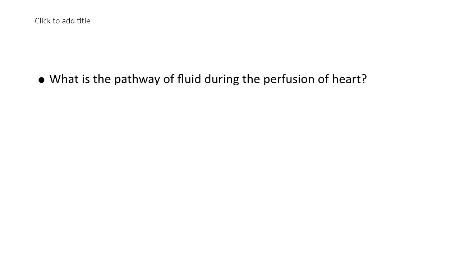If someone asks you about the pathway of fluid during the perfusion of heart, you should know the circulation of fluid in heart. So the fluid circulates from inferior vena cava to sinus venosus, then to atria, then to ventricles, and then it comes out through the innominate arteries. In this way, the heart is constantly perfused.